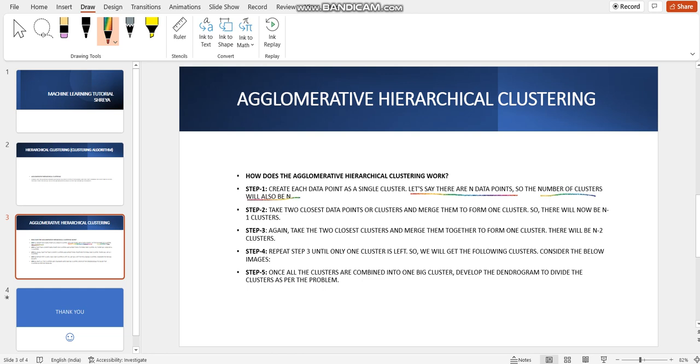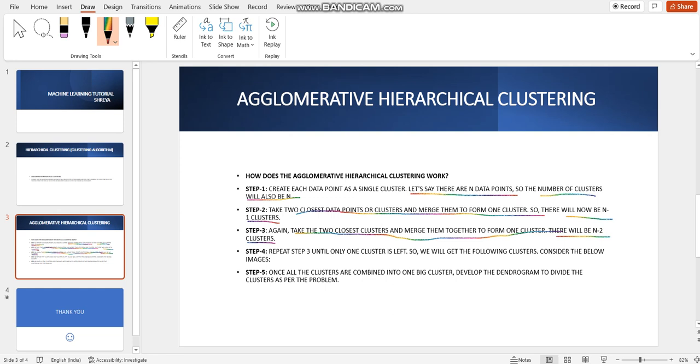Step 2: take the two closest data points or clusters and merge them to form one cluster. So we need to find the two closest data points and cluster them. There will now be n minus 1 clusters because two of them are joined into one. Step 3: again, take the two closest clusters and merge them together to form one cluster, and there will be n minus 2 clusters. So that's why n minus 2.